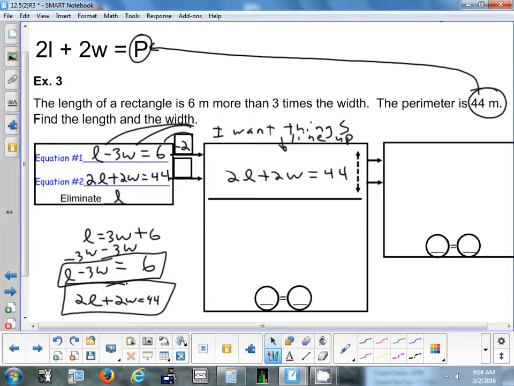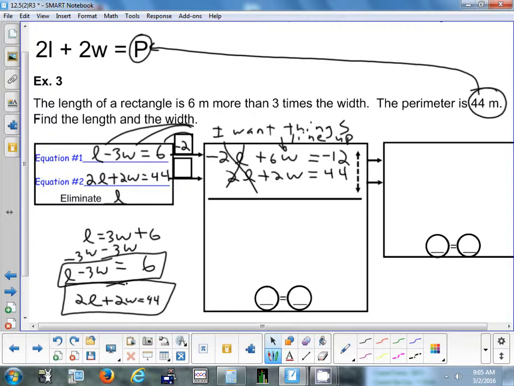Victor, what's negative 2 times L? Negative 2L. Yep. How about negative 2 times negative 3W? Positive 6W. And then negative 2 times 6 is negative 12. Okay, so you guys already told me we're going to eliminate L. I'll cross it out.